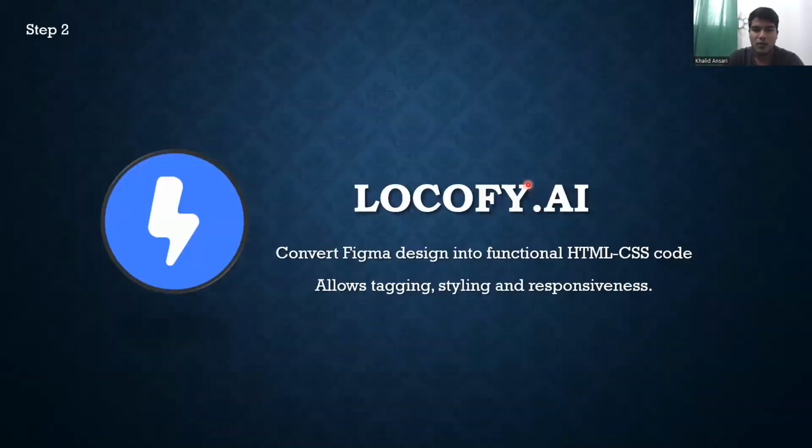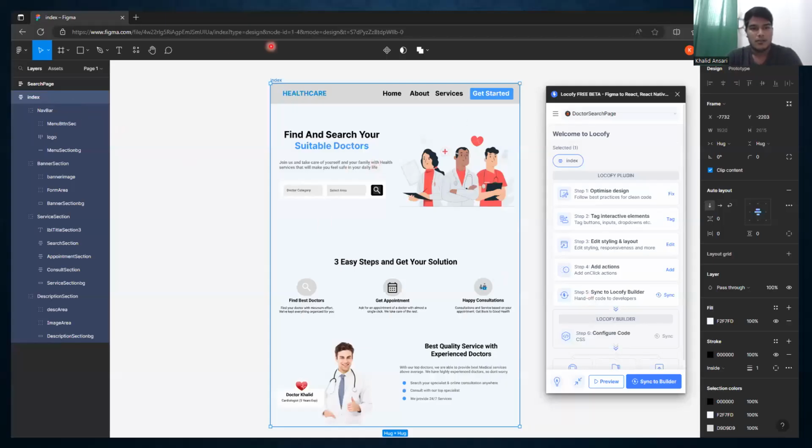Then I used Locofy to convert the Figma design into functional HTML and CSS code. It also allows us to tag, style, and add responsiveness. This is the Locofy plugin, which I ran in Figma. With this, we can optimize our code. We can choose each part and choose what to do with it.